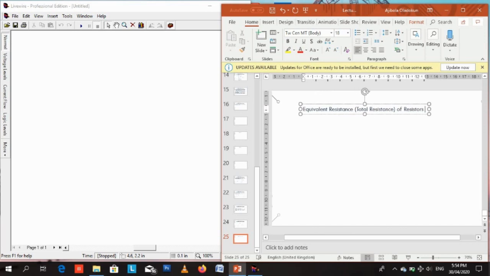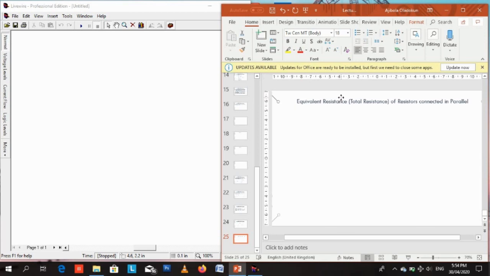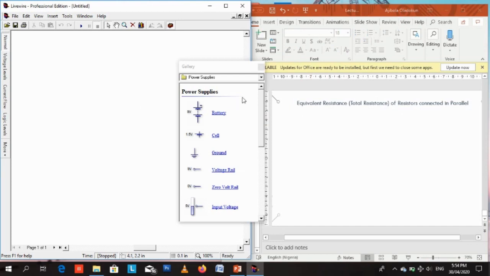So equivalent resistance can also be called total resistance. So when I say equivalent resistance, I mean total resistance. So we'll be starting with total resistance of resistors connected in parallel. There are two major ways you can connect resistors. You either connect resistors in parallel or in series. So we'll start by connecting resistors in parallel.